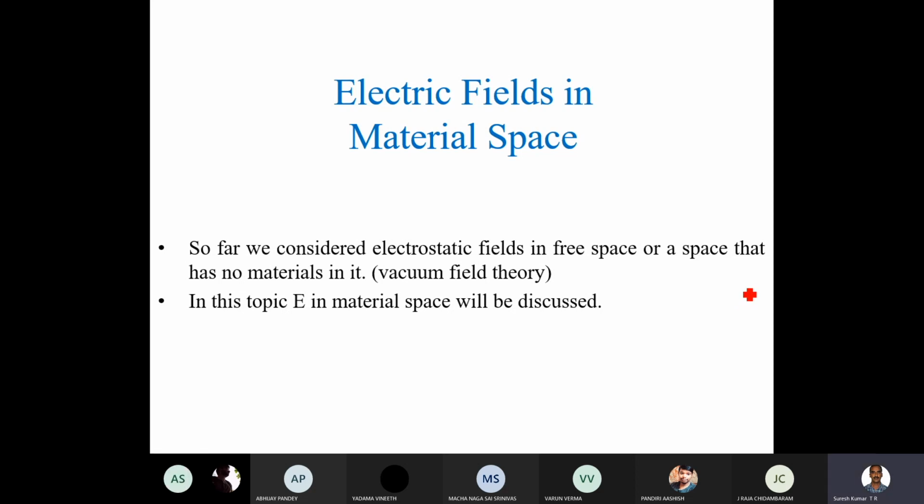The only difference between this topic and the previous topics is that previously we assumed only free space, so epsilon naught is the only term we considered. We assumed the electric field, force, source, everything exists in free space or vacuum. If all this happens in some non-vacuum medium, what will be the electric field? What change is it supposed to undergo? All this we will study.